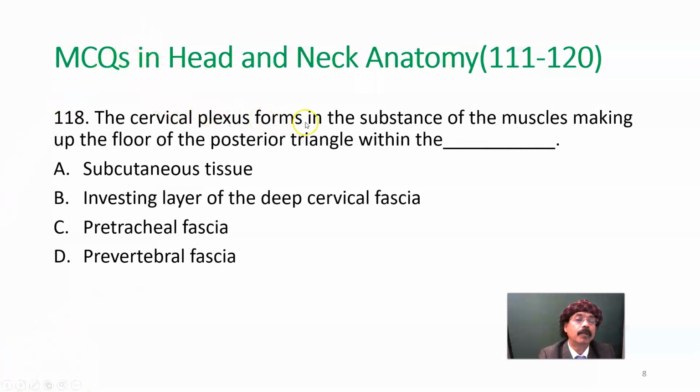The cervical plexus forms in the substance of the muscles making up the floor of the posterior triangle, within what? The subcutaneous tissue, investing layer of deep cervical fascia, pretracheal fascia, prevertebral fascia. Answer should be prevertebral fascia.